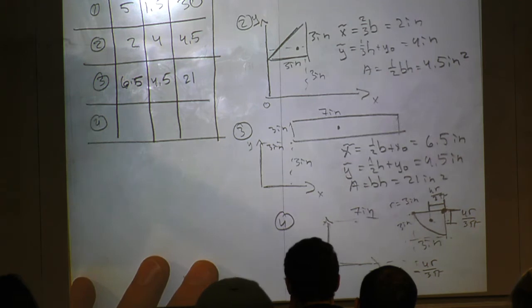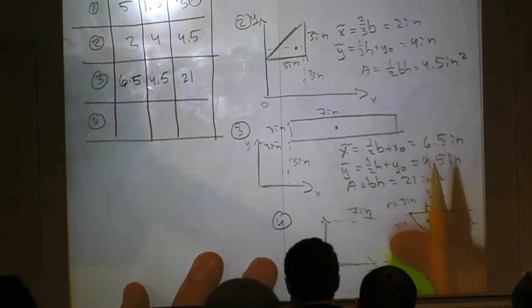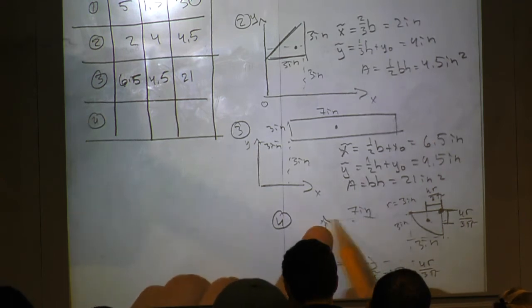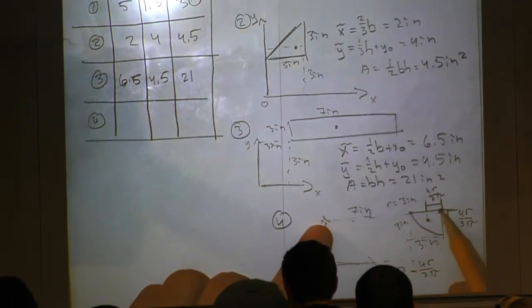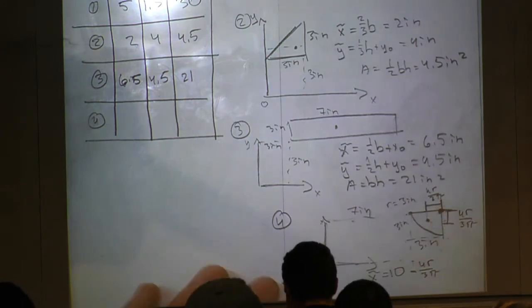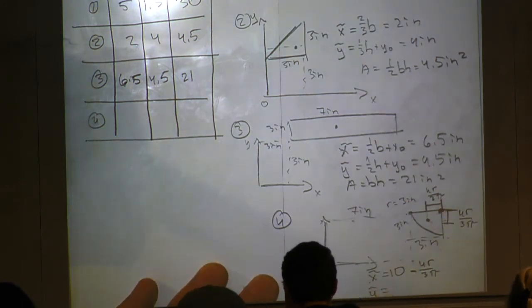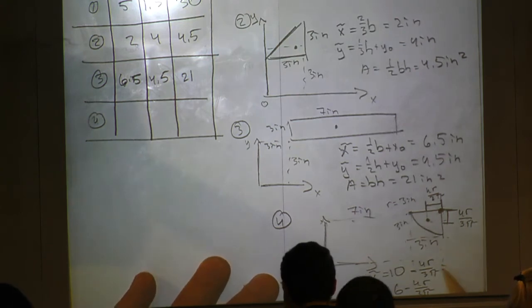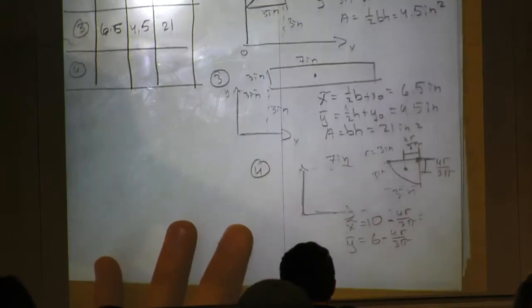Or rather, that was the y. I'm sorry, that's incorrect. The x should be 10, because it's 7 to that point and then another 3 to that point. So that's 7 plus 3, which is 10, minus 4r over 3 pi. Y squiggle is that 6 that we just talked about minus 4r over 3 pi. Yeah, that's right.